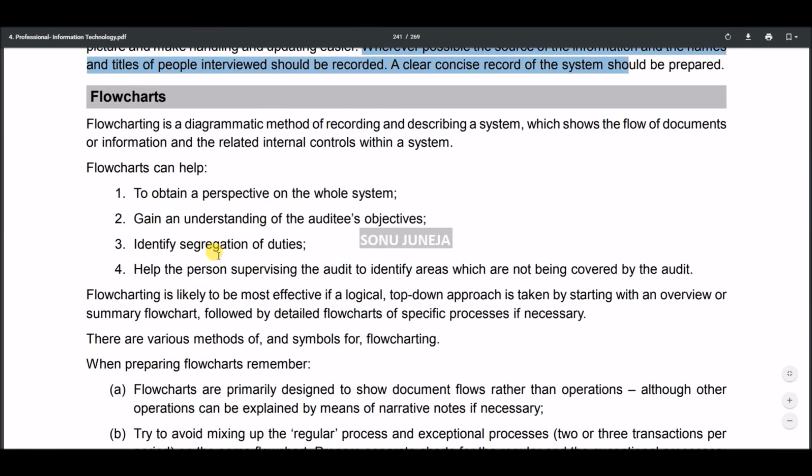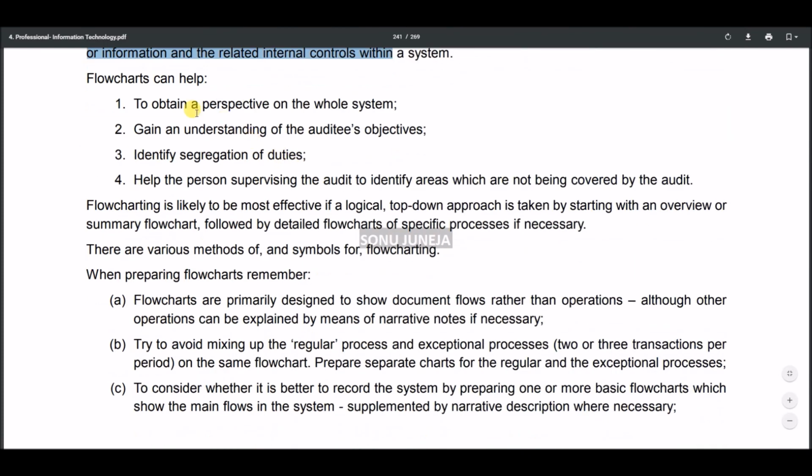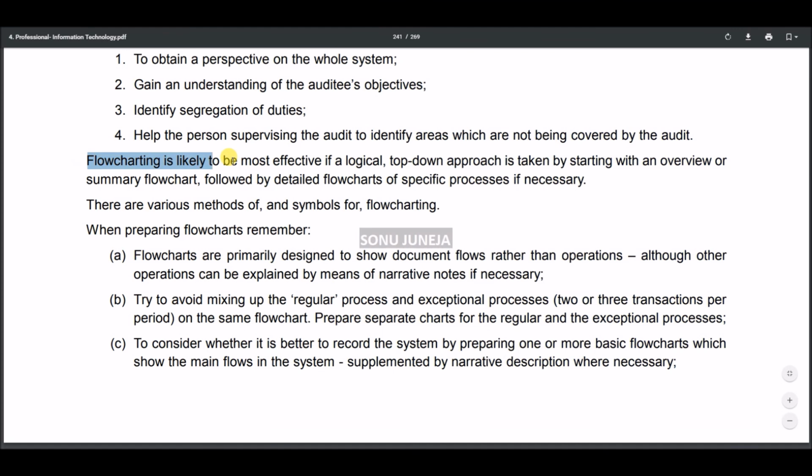The next thing we have on the screen is flowcharts. A flowchart is a diagrammatic method of recording and describing a system, showing the flow of documents or information and the related internal controls within a system. A flowchart can help to obtain a perspective on the whole system, gain an understanding of the auditee's objectives, identify the segregation of duties, and help the person supervising the audit identify errors which are not being covered by the audit. A flowchart is likely to be most effective if a logical top-down approach is taken, starting with an overview or summary flowchart followed by detailed flowcharts of specific processes if necessary.